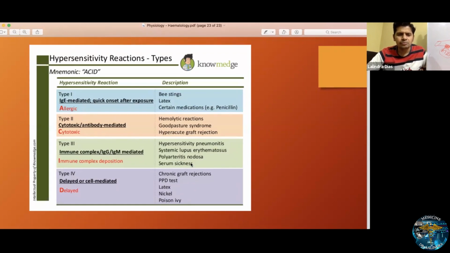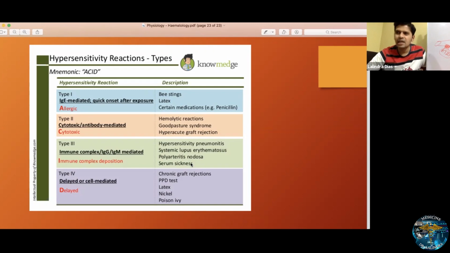The next type, delayed or cell-mediated immunity. So that happens in chronic graft versus host reaction, latex allergies, things like that. So disorder of cell-mediated problems. That is type 4 hypersensitivity reaction, delayed hypersensitivity reaction. Very important. Type 4 hypersensitivity is delayed hypersensitivity reaction.